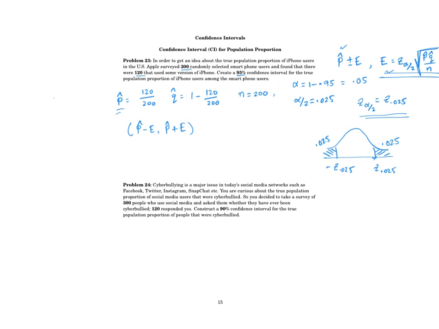Oh, one more thing I forgot to tell you here is this: you have to make sure the normality condition holds true. So np must be greater than or equal to 10 and nq must be greater than or equal to 10. That's probably the first thing you do, is just make sure that you satisfy these conditions. All right, so let's go ahead and continue.